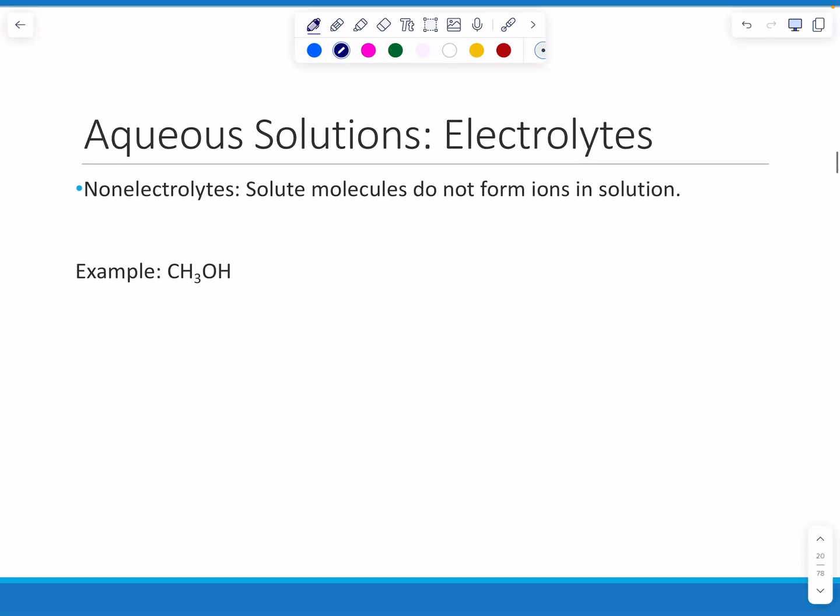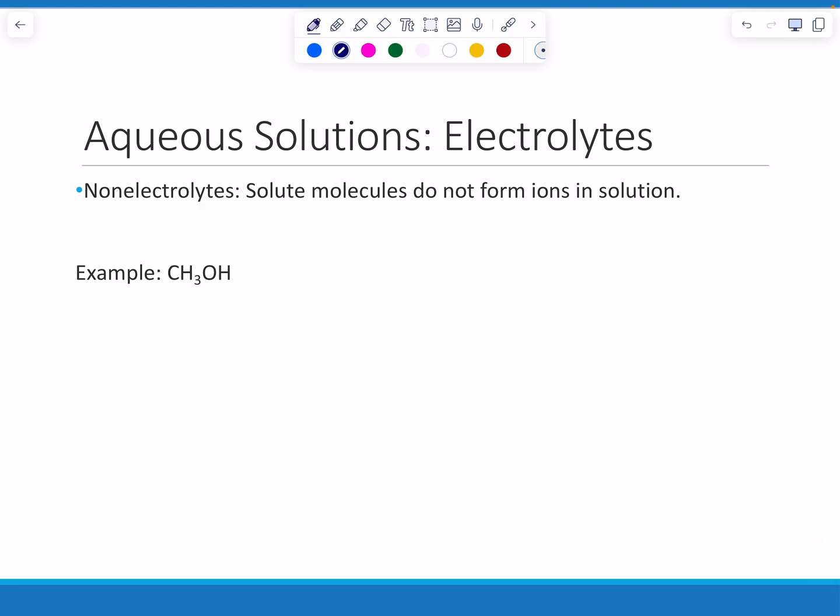All right, so a non-electrolyte. Non means that it just doesn't happen, so it doesn't ionize. A non-electrolyte can still dissolve, right? So anybody know what this molecule is here? We've seen it before. It's methanol, also known as wood alcohol. Methanol is very water soluble.